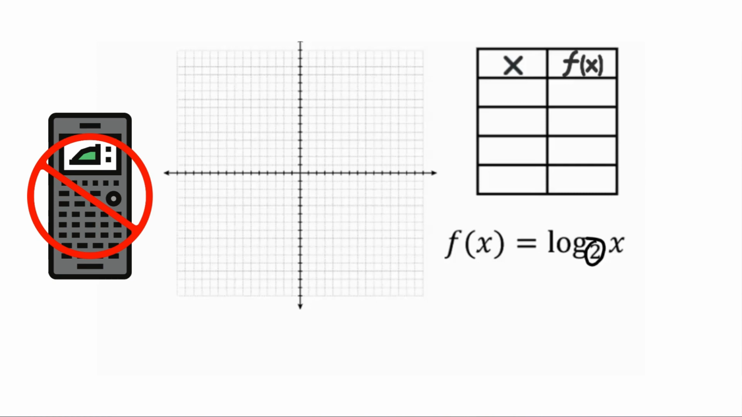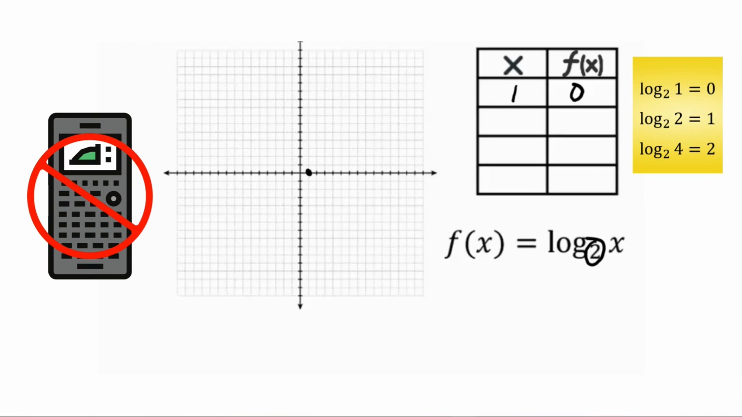We want to make sure that our x value is a value that when we take log base 2 of that x value, we get a whole number answer. So 1 is always a good choice, because when we do log base 2 of 1, 2 to the 0 power is 1. So that means our f of x would come out equal to 0. So on our graph, we would be at (1, 0).